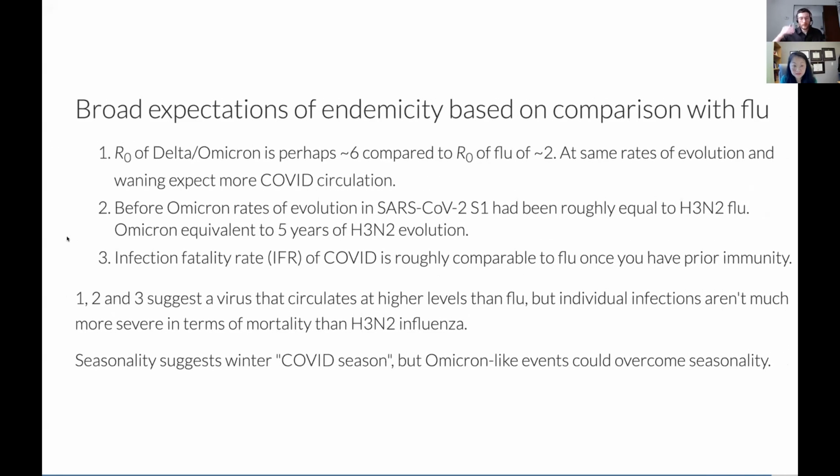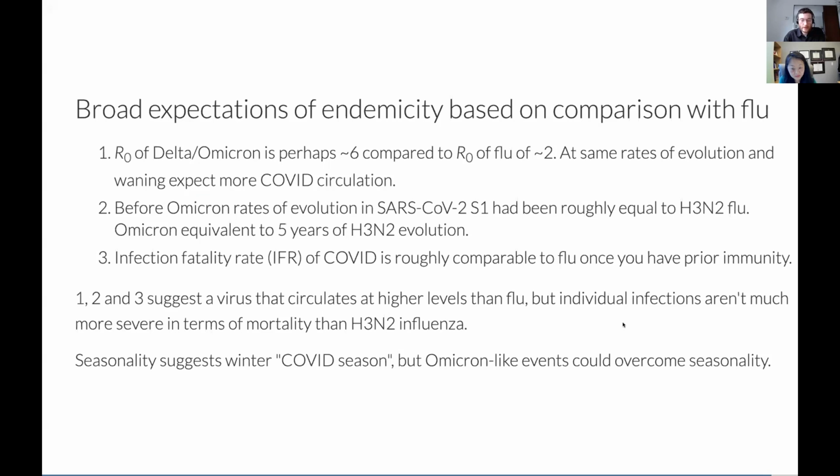And then if we think more broadly about what endemic COVID looks like, the three parameters that really matter are R naught, circulation level, antigenic drift, and IFR. In terms of R naught, with Omicron it's perhaps 6-ish, maybe even more with BA.2, compared to an R naught for flu of 2. So even with everything else the same, we'd expect more SARS-CoV-2 circulation than seasonal flu circulation. And as we've talked about in the presentation, S1 in SARS-CoV-2 evolves much faster, at least up to this point, than seasonal influenza HA1. So this would again suggest higher rates of circulation. But fortunately, IFR is now quite similar.